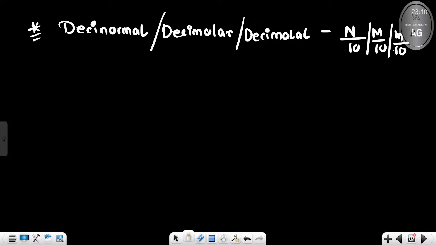Okay, so if I am talking about deci, then it will be divided by 10. That means the given normality of the solution will be 0.1. The given molarity of the solution will be 0.1. The given molality of the solution will be 0.1. So this you have to understand from here. This is nothing but 0.1.